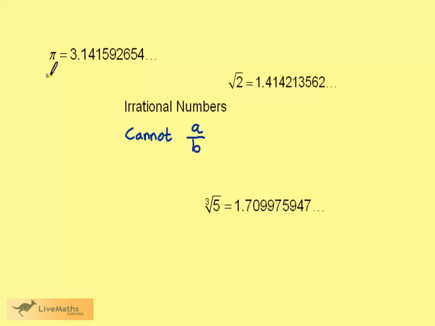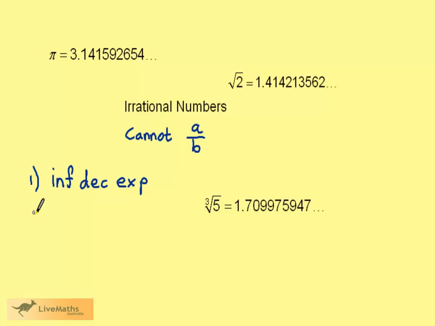Typical numbers like this are pi, the square root of 2, or the cube root of 5. They have infinite decimal expansions. Decimal expansions which go on forever.